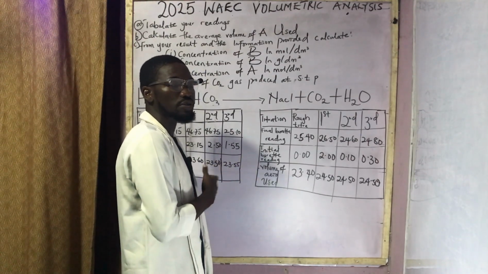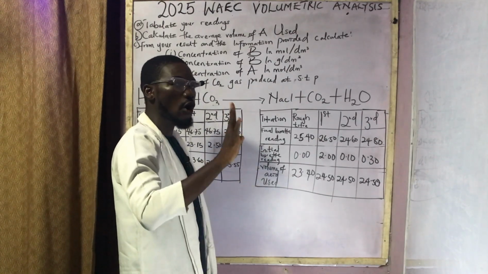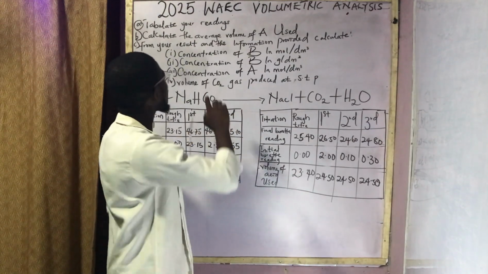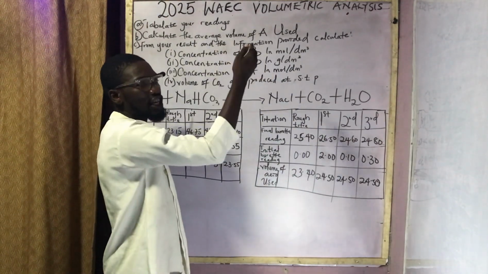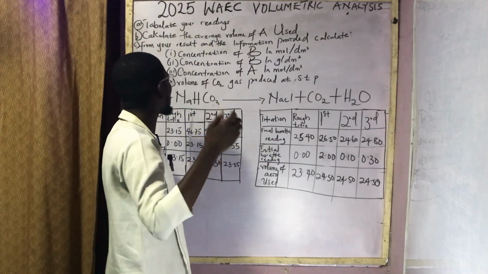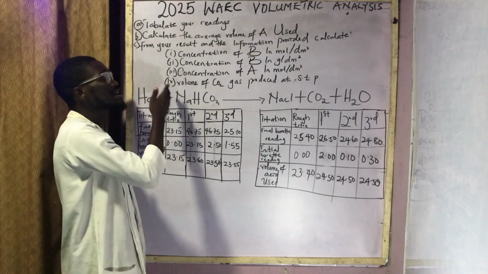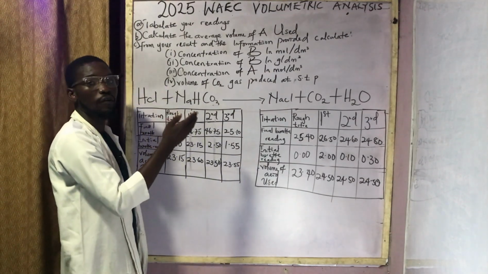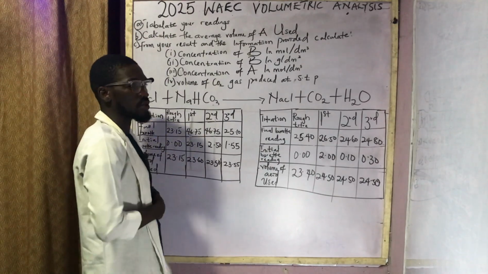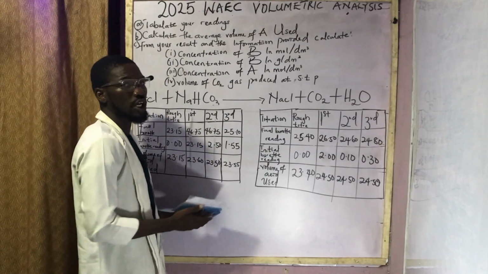So when we come to this WAEC practical for 2025, I'll be looking at four different things you are going to calculate. The first one is the concentration of B in mole per dm cube. The second one is the concentration of B in gram per dm cube. The third one is the concentration of A in mole per dm cube. And the last one is the volume of carbon dioxide gas produced at STP. So if you are given a question like this, how do you tackle such a correction?